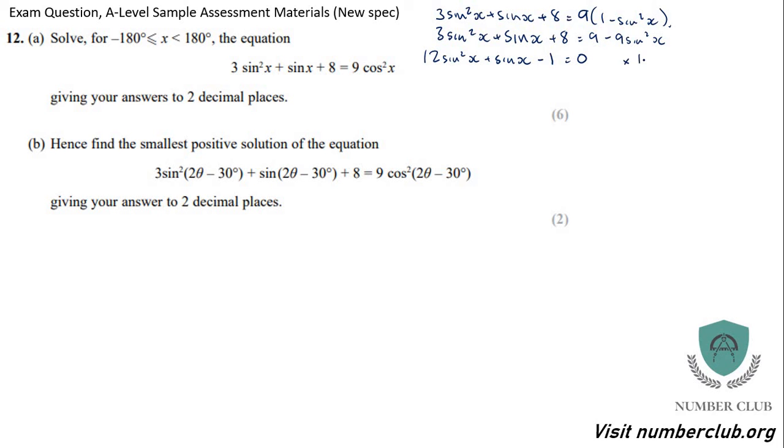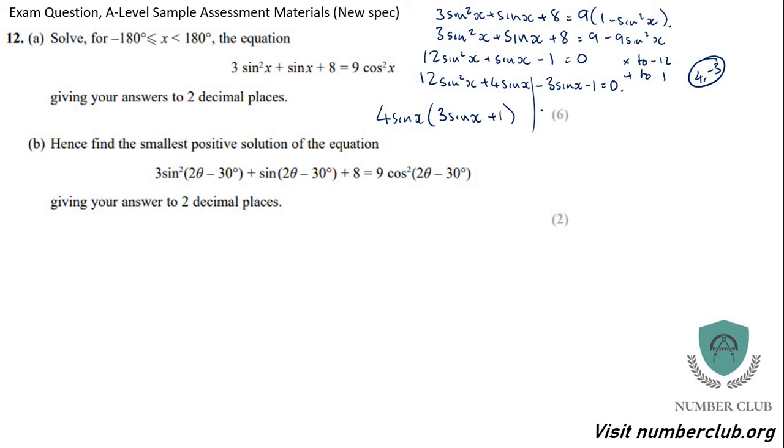So we need 2 numbers that will multiply to make negative 12 and add to make 1. Now those numbers will be 4 and negative 3. And so we'll get 12 sine squared x plus 4 sine x minus 3 sine x minus 1 equals 0. Factorise each side. You'll end up with 4 sine x, lots of 3 sine x plus 1, and minus 1, lots of 3 sine x plus 1 equals 0, and here's your brackets.